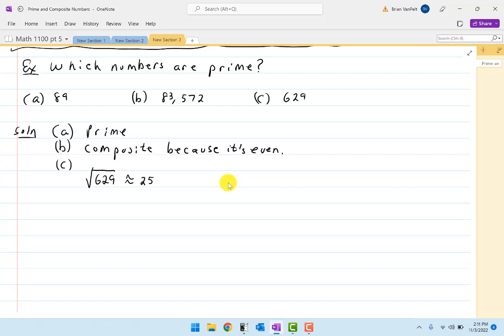So I should do it this way, trial divisors. I like that better than what I've been saying before. All the primes up to 25. I won't even bother with 2 because the number 629 is an odd number. 2 is not going into it. So I have 3, 5, 7, 11, 13, 17, 19, 23, and that's it. I have to try each one of those and see which one, if any, goes into it.